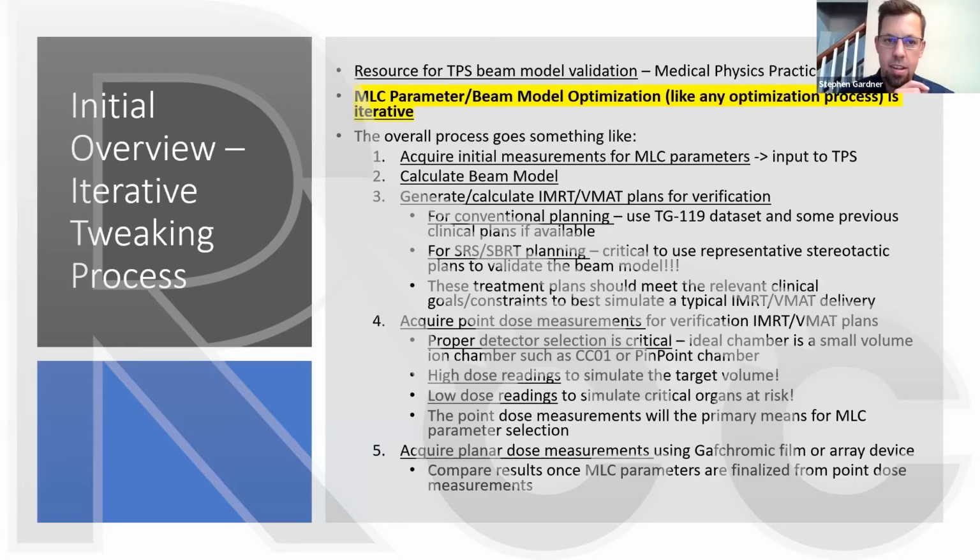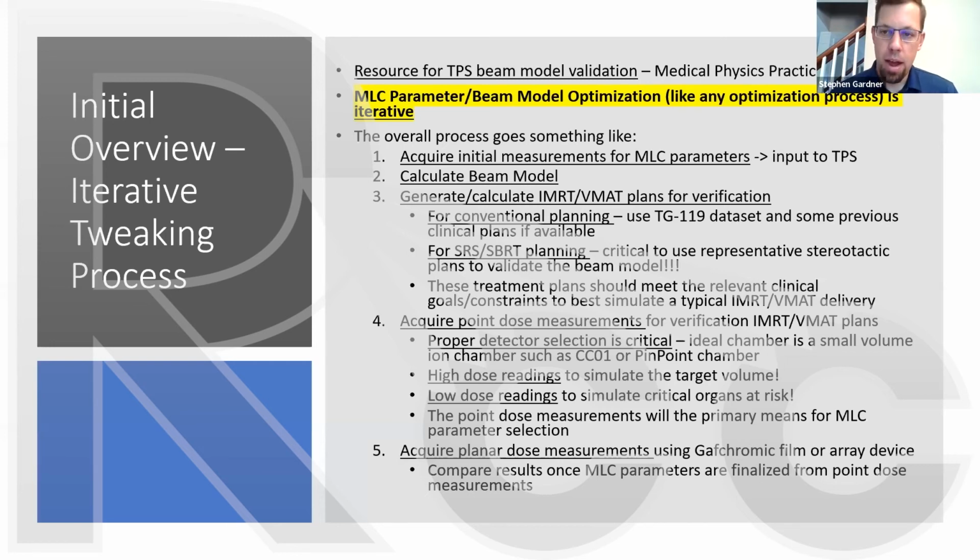Absolutely. All right. So this is the overview, just kind of this iterative process to tweak your algorithm. So we've already gone over the MPPG 5A. Essentially, I look at this MLC parameter and beam model optimization process like any other optimization process. It's an iterative set of steps that we're going to go through to improve whatever it is we're trying to improve. In this case, we're going to improve the agreement between measured and calculated doses for IMRT and VMAT plans.